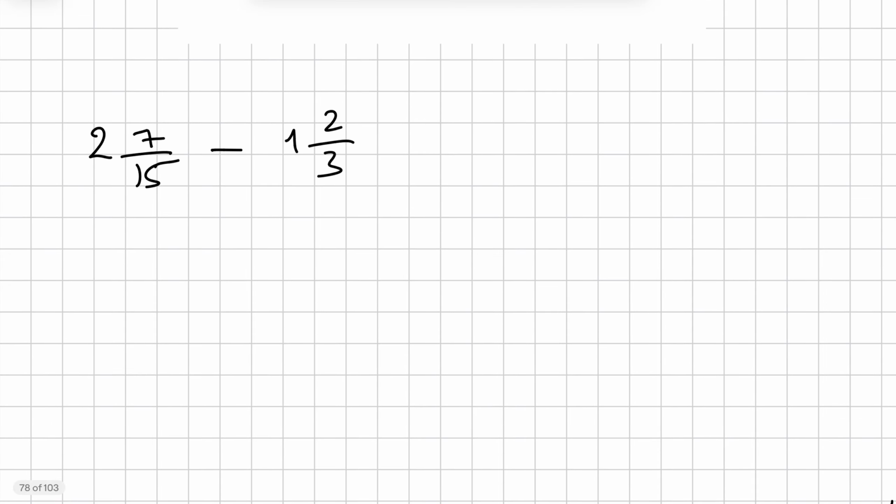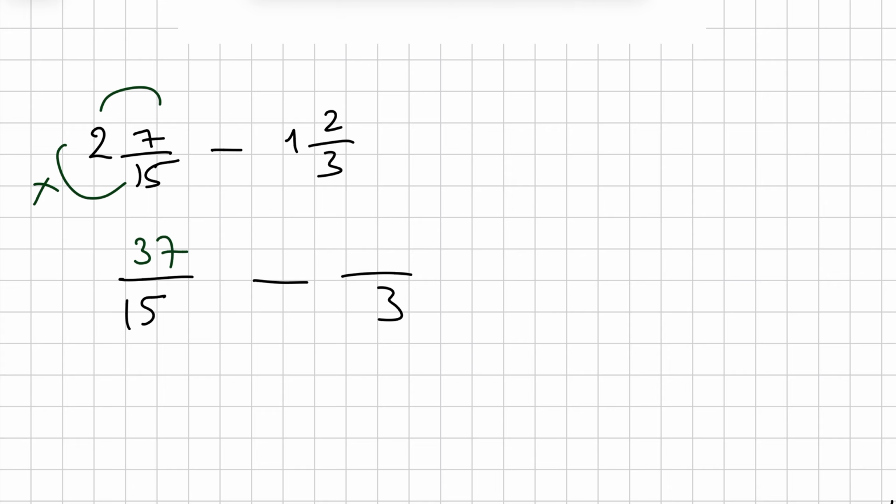Let's see. So we have here 15 and there 3. Ultimately, we're going to multiply first and then add. 15 times 2 is 30. 30 plus 7 is 37. 3 times 1 is 3, and plus 2 is 5. And we cannot leave this as it is.